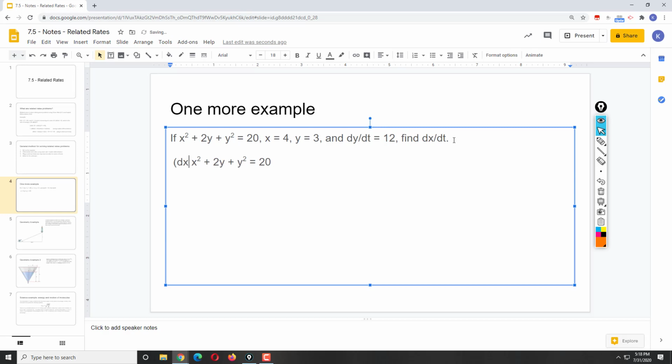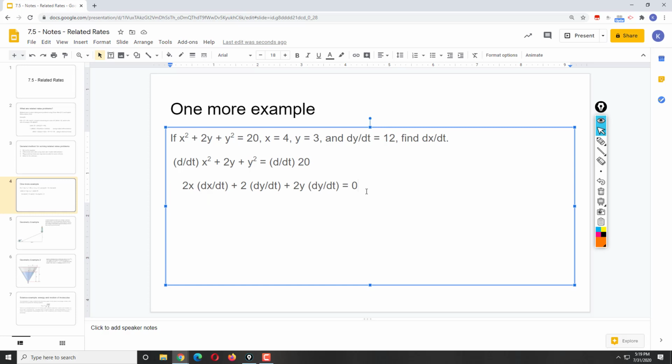So if we take the derivative of both sides with respect to time, the derivative of x squared is 2x times dx over dt. The derivative of 2y is 2 times dy over dt. The derivative of y squared is 2y times dy over dt. And the derivative of 20 is just 0, because 20 is a constant. So step 1, write down the equation. Step 2, take the derivative of both sides, which we just did.